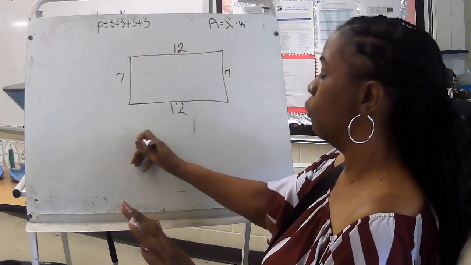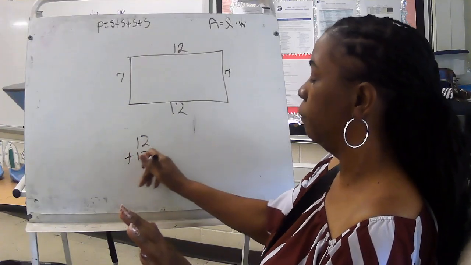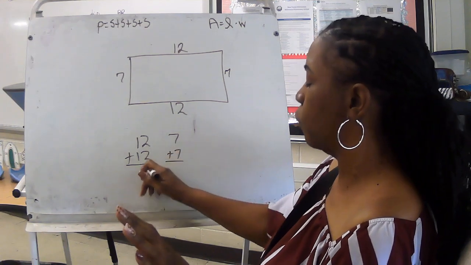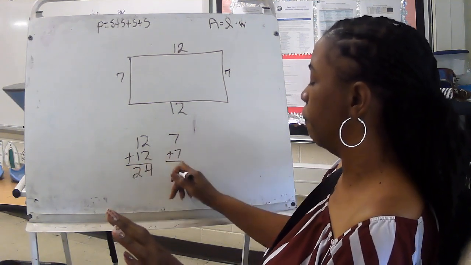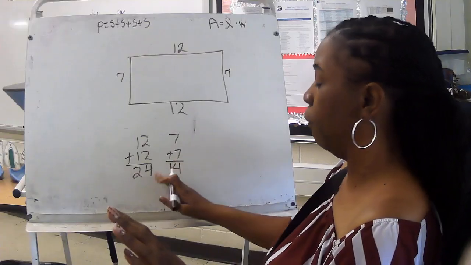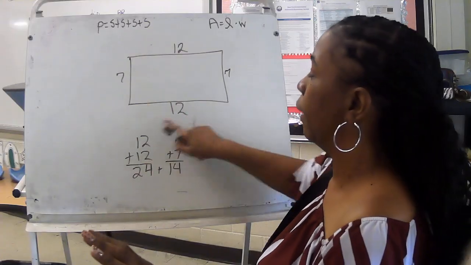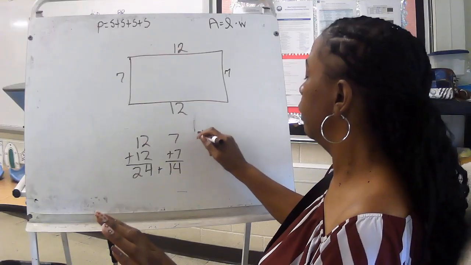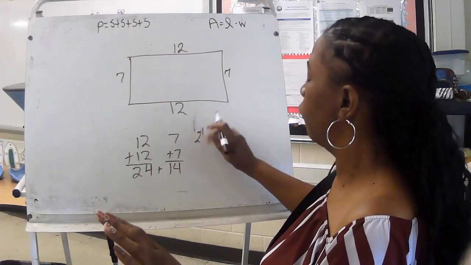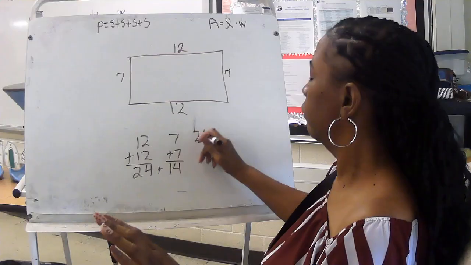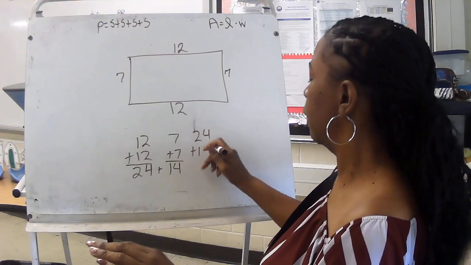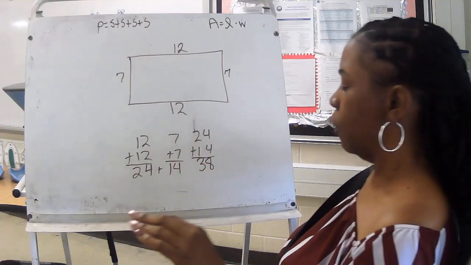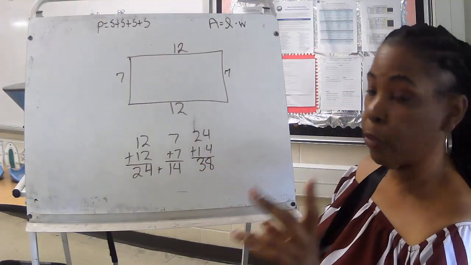So some can do 12 plus 12 and 7 plus 7. So we know 12 plus 12, that's 24. 7 plus 7 is 14. And we're going to add these 2 together to find out the perimeter all the way around. So we have 24 plus 14. 4 plus 4 is 8. 2 plus 1 is 3. So we have 38. Our perimeter is 38.